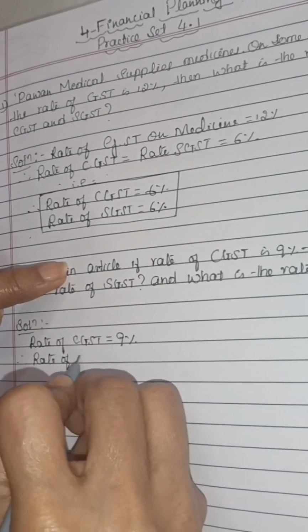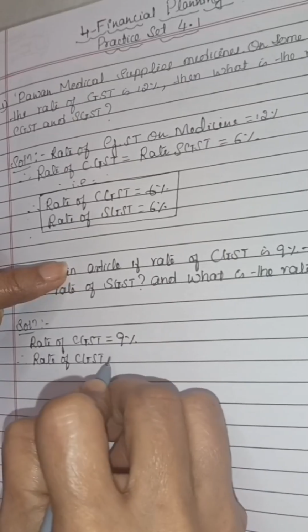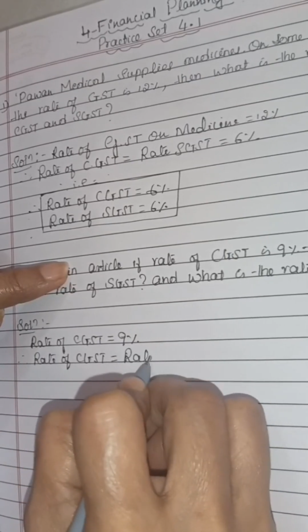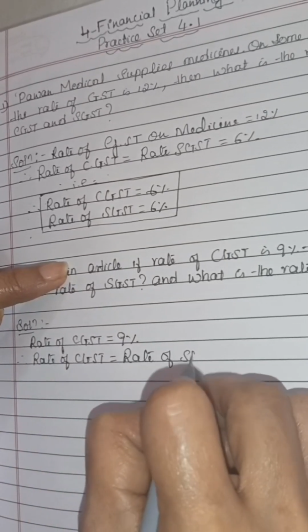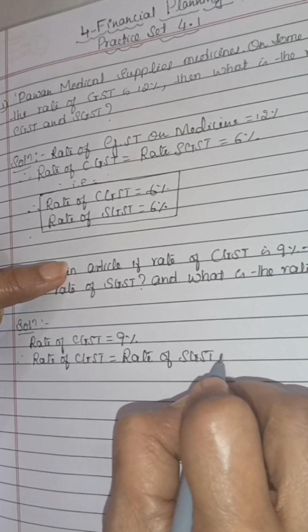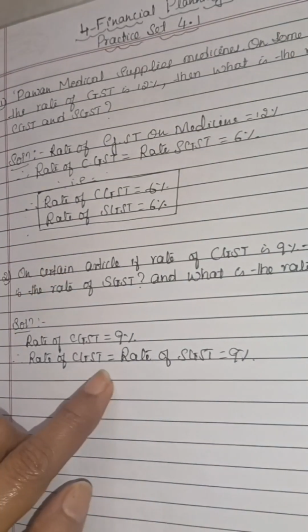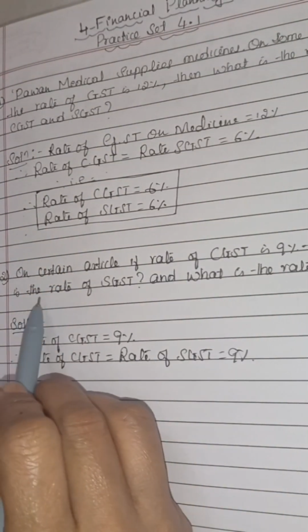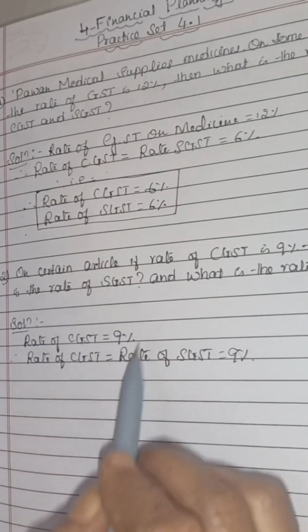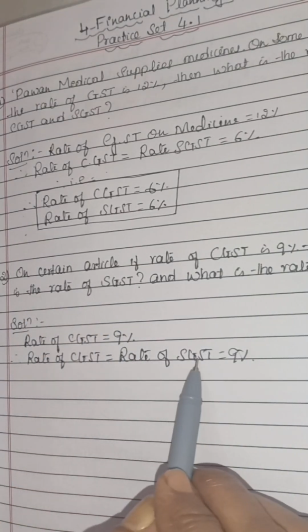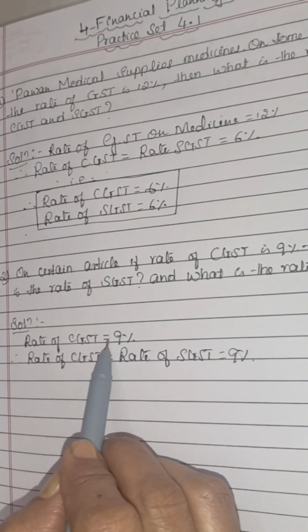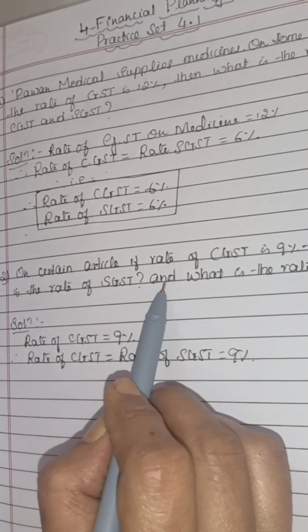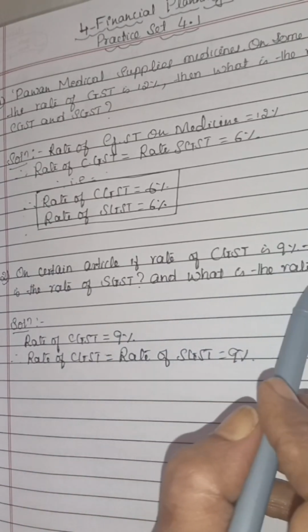Therefore, rate of CGST equals rate of SGST, that is 9%. Here the first question is, what is the rate of SGST? Rate of CGST equals rate of SGST, that is 9%, that is given. Okay, that is equal.